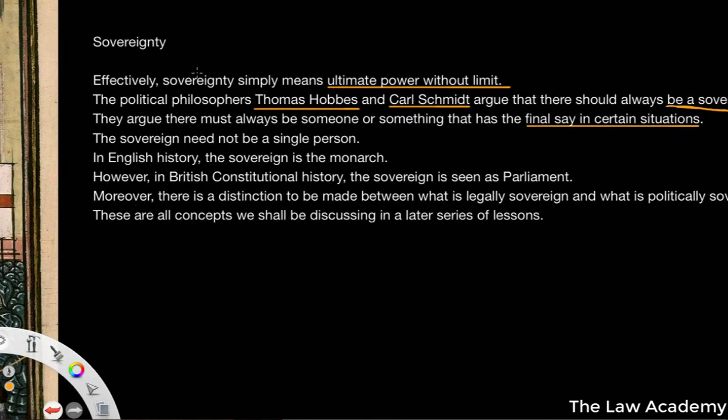But it should be noted that sovereignty need not be a single individual. So historically, sovereignty exists within a single individual, within the monarch, especially in England. Okay, so we've had a monarchy for a very, very long time, ever since the foundations of England and the unification of principalities in England.